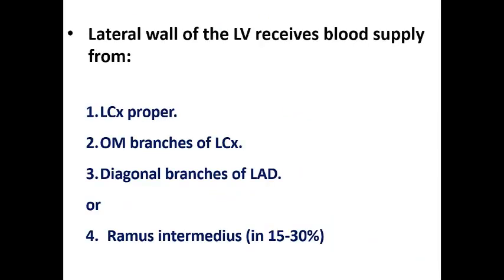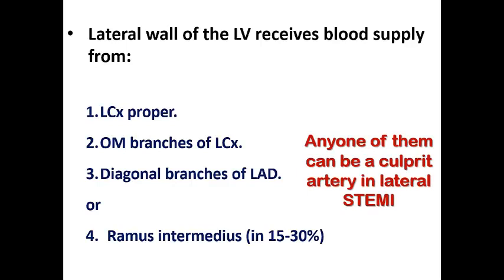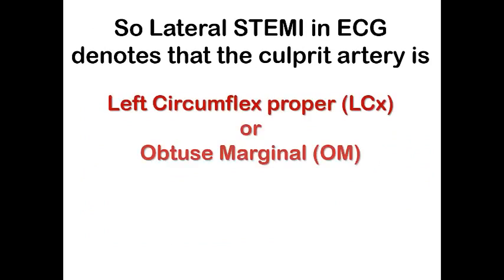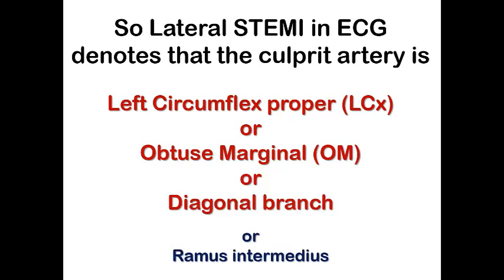If we need to mention the perfusion of the lateral wall, we can enumerate them as the LCX proper or branches of the LCX as a direct source of blood supply to the lateral wall, diagonal branches of the LAD, or ramus intermedius in 15 to 30% of patients. Any one of them can be a culprit artery in lateral STEMI. So lateral STEMI on ECG denotes that the culprit artery is the LCX proper, or obtuse marginal, or diagonal branch, or less commonly ramus intermedius. These are the main possibilities for the culprit artery in a patient with lateral STEMI.